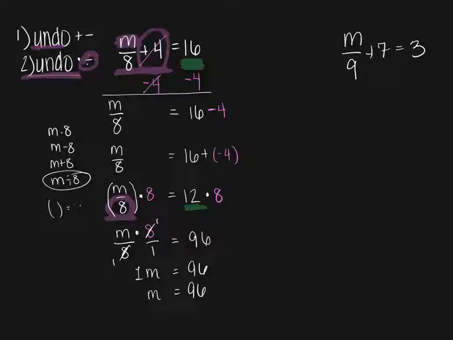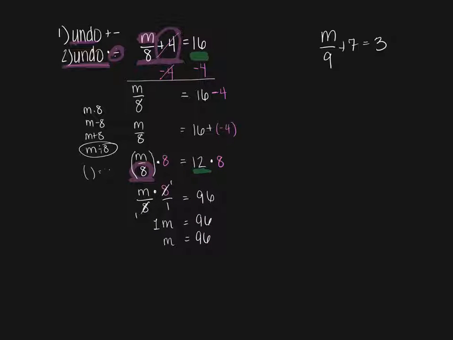Remember that to check this, you're going to have to plug it back in. So I'm going to rewrite my original equation as m over 8 plus 4 equals 16. And I'm going to plug my m in. And now let's solve. 96 divided by 8 hopefully gives me 12. 12 plus 4 equals 16. Yes, it does. This is true. M equals 96.